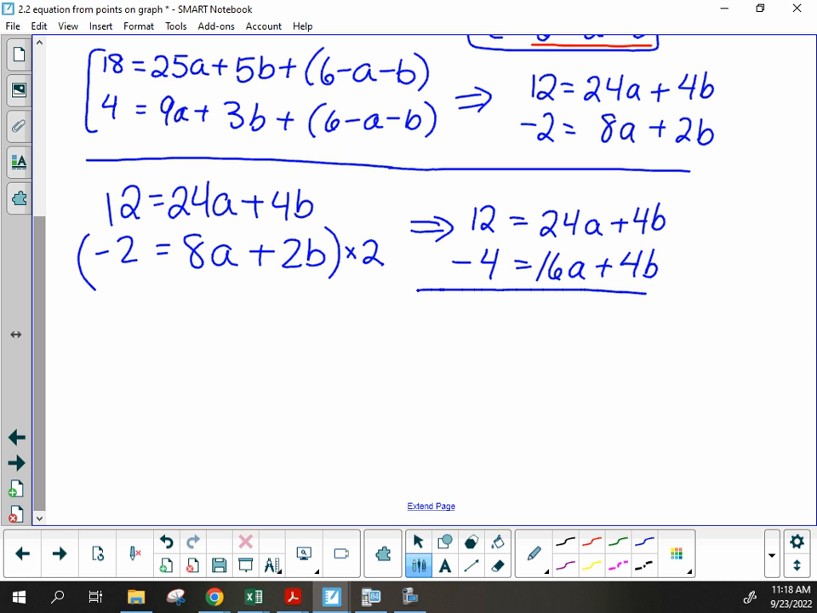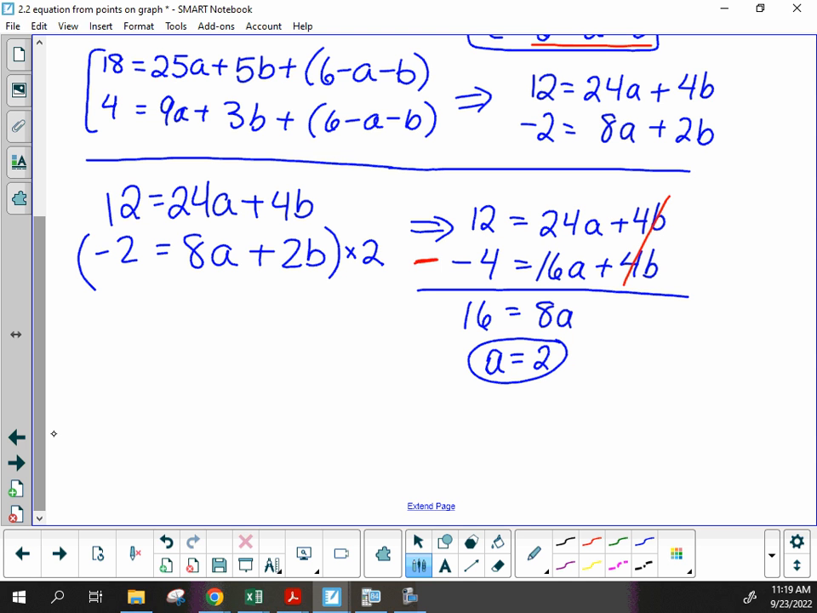Now I can subtract one equation from the other to cancel out those b's. Be careful with your negatives here. We're really doing 12 plus 4, or 16. But then 24a minus 16a is just 8a. Divide both sides by 8. A is equal to 2. We've done the hard part. Finding that first constant value is definitely the hard part.